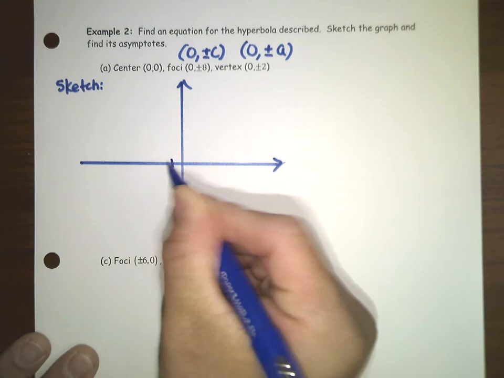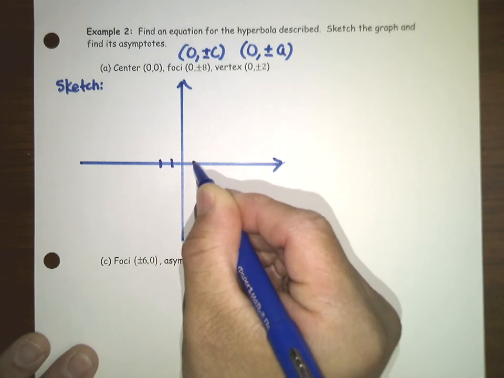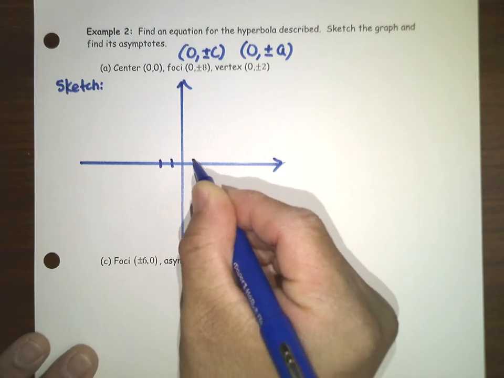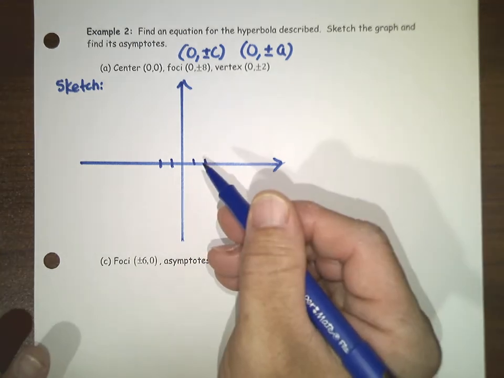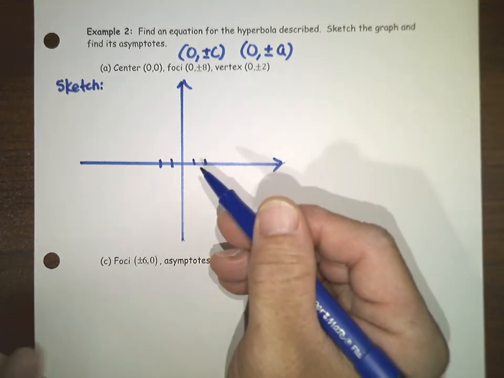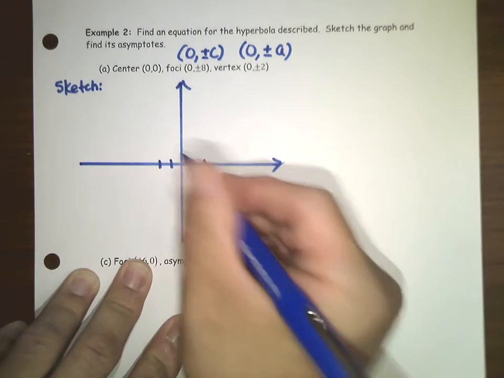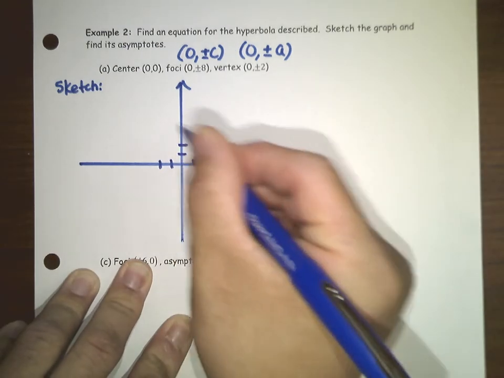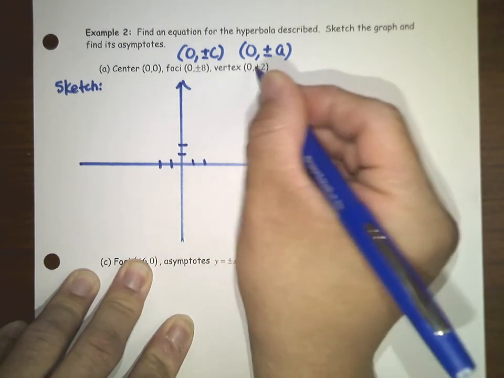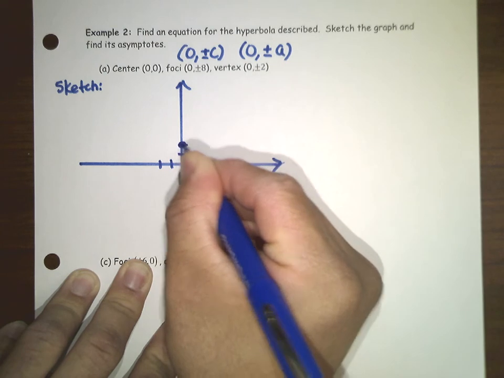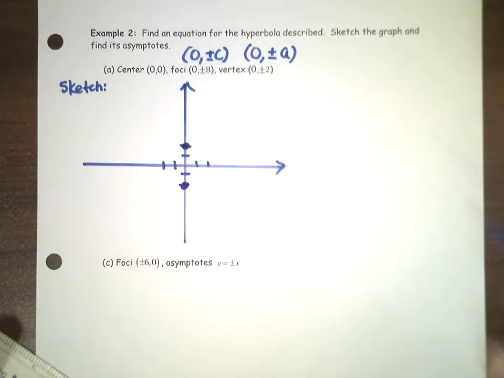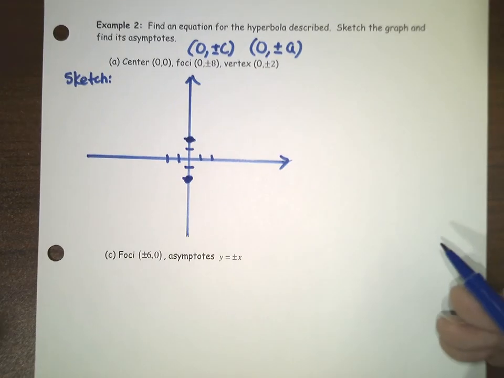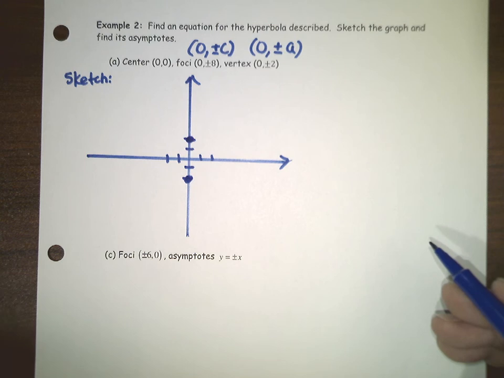So here is 1, 2, and sorry, y-axis. 0 and plus or minus 2. So here is one of the vertices, and here is the other vertex. So we know that the transverse axis is going to be the y-axis.